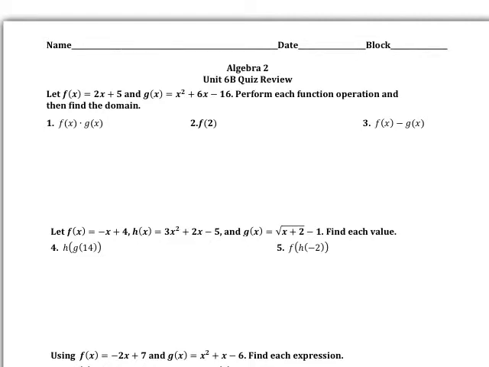Alright, so it's time to do our Unit 7 review, and this will probably just be part 1. We have two functions, f and g, and we are supposed to perform the operations, and we are not going to find the domain. So number 1 says to take f of x times g of x, so that means we need to do this math right here.